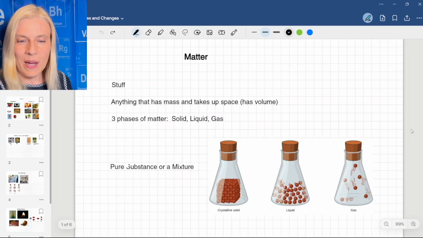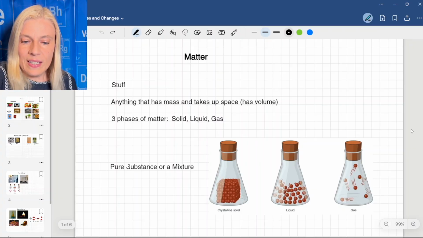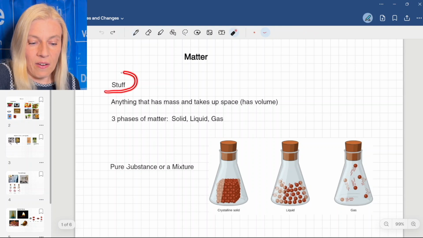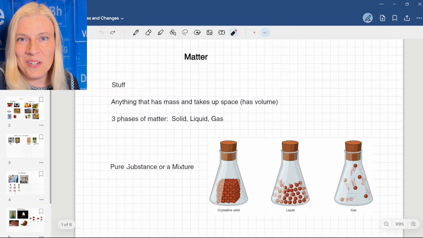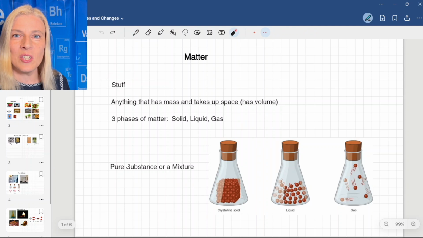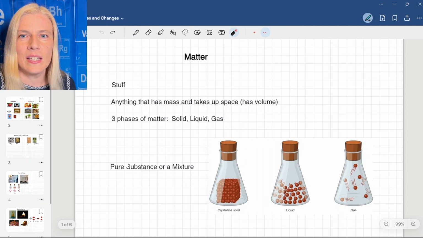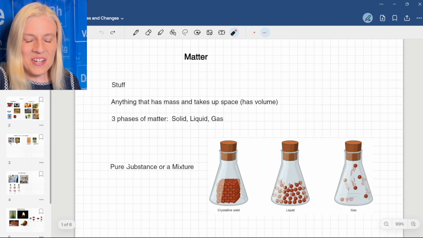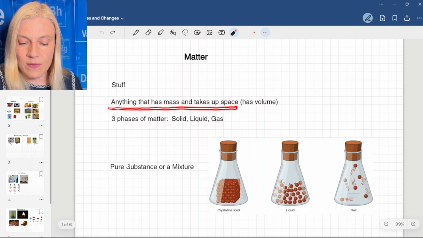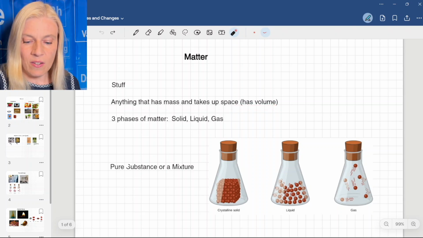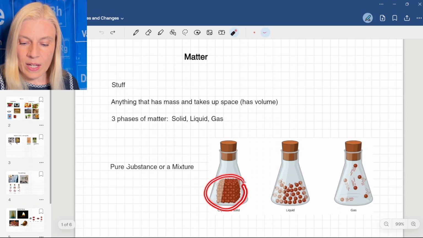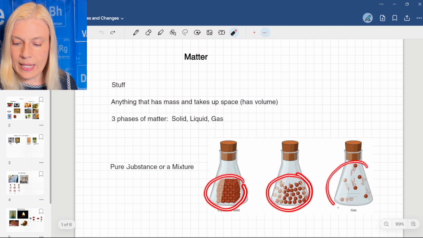So what is matter? Well, another word is stuff. That's what it is. So when you come home and your parents say, what did you learn in chemistry class? You can say, I learned about stuff. And you are correct. Okay, so matter is anything that has mass and takes up space. If it takes up space, it means it has volume. There are three phases of matter. We have our solid, liquid, and gas.